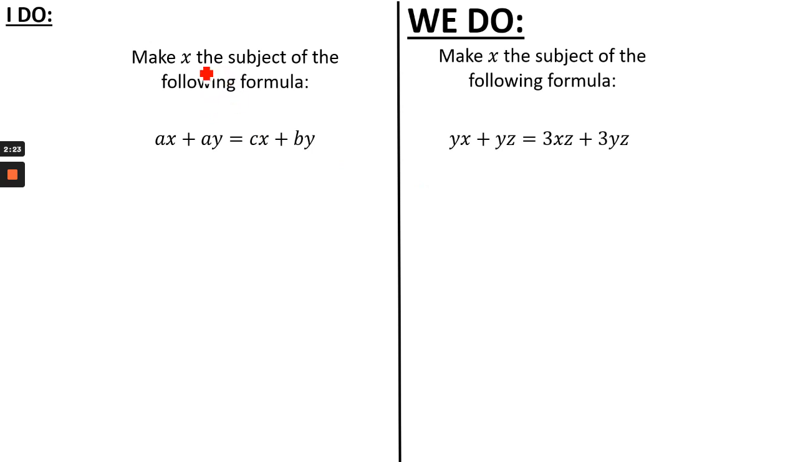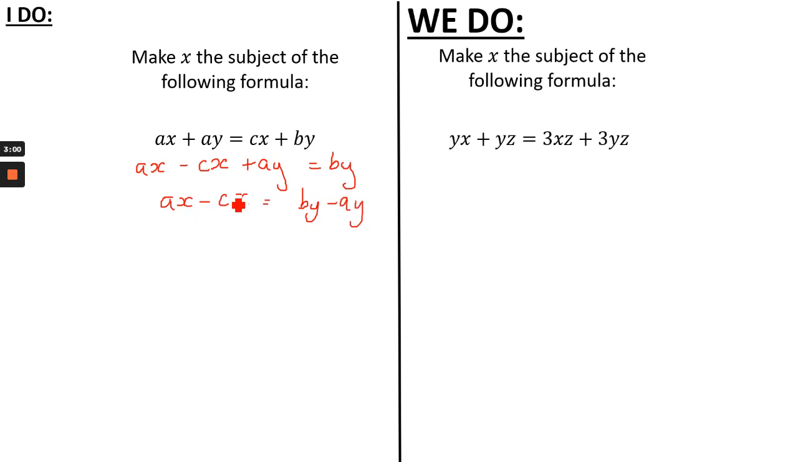Now the problem here, when it says make x the subject, we've got x in both places. So what we need to do is collect all of the x's onto one side. So I'm going to subtract cx from both sides. So I've got ax subtract cx plus ay is equal to by. So now I've got all of the x's on the same side, but I want to be able to factorize out x. But x doesn't appear in ay, so I'm going to subtract ay from both sides. So I've got ax subtract cx equals by subtract ay.